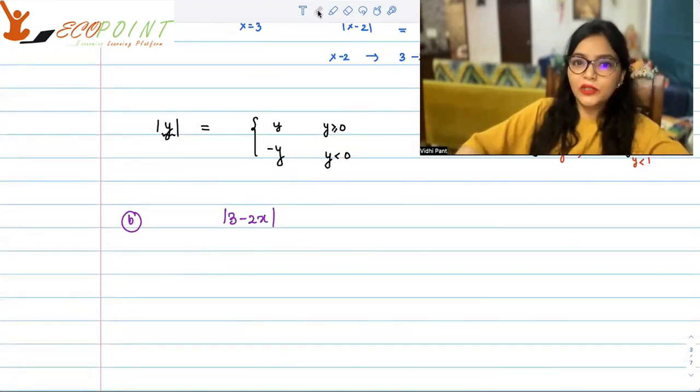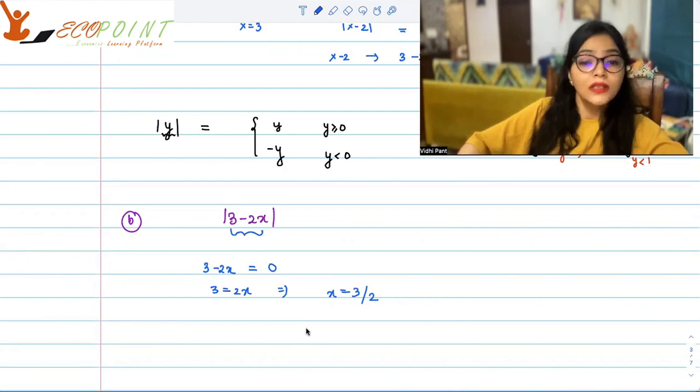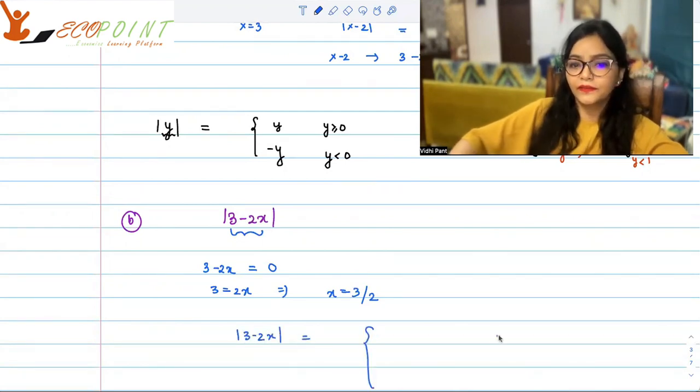Great. So let's now move on to another example and try to do it. This time you are talking about 3 minus 2x modulus of that. Let's write it down piecewise. So first of all, I need my critical point. Critical point is when you put whatever is inside equals to 0. So that will give you 3 is equal to 2x, or in other words, x is equal to 3 by 2. So that means I can define mod 3 minus 2x as something when x is greater than or equal to 3 by 2 and something when x is less than 3 by 2.